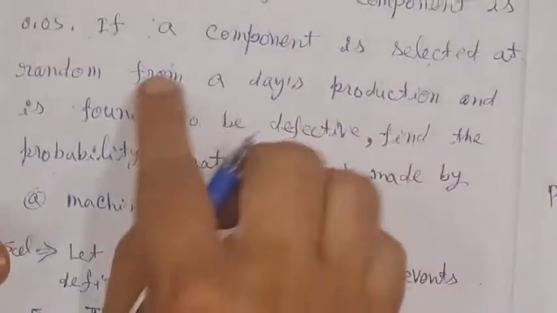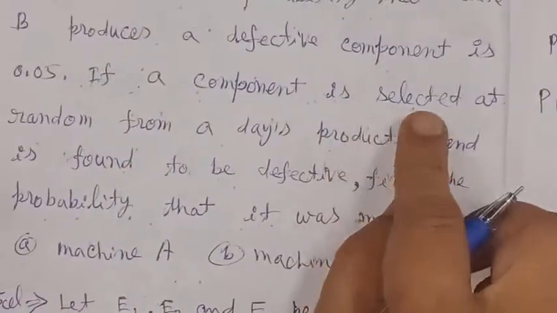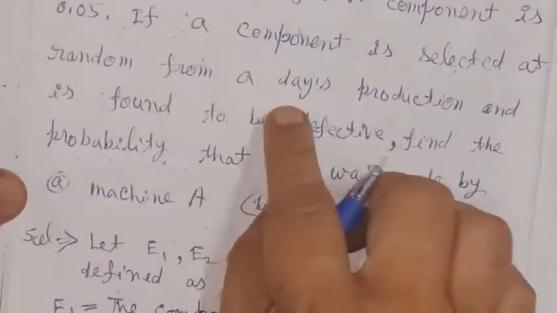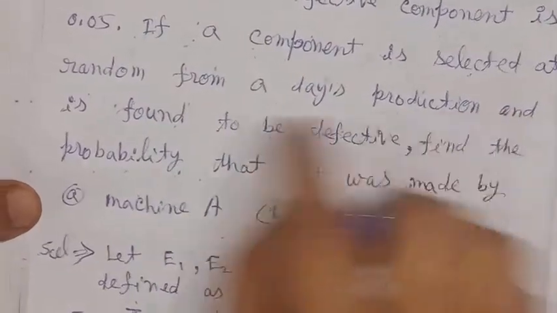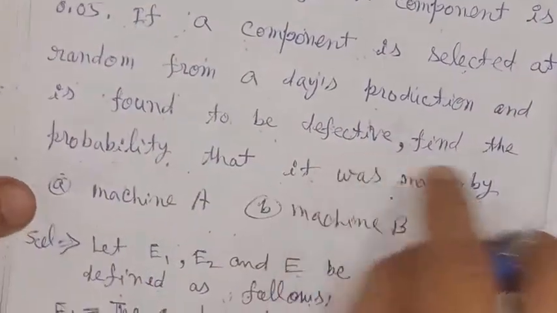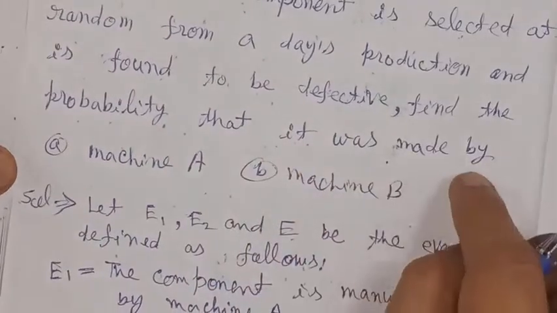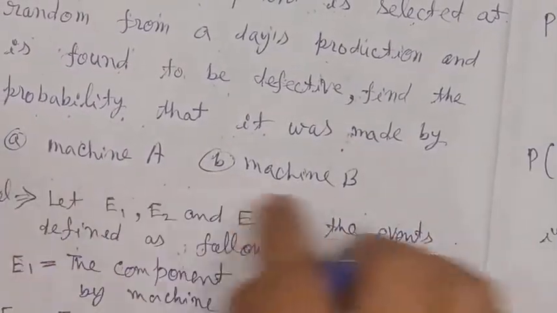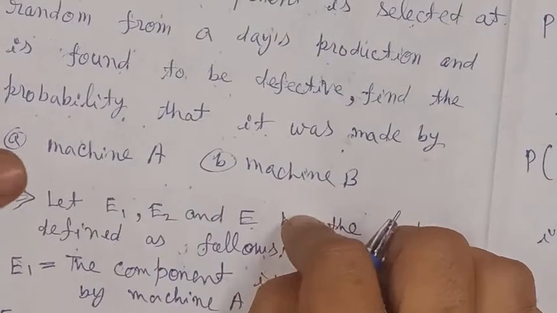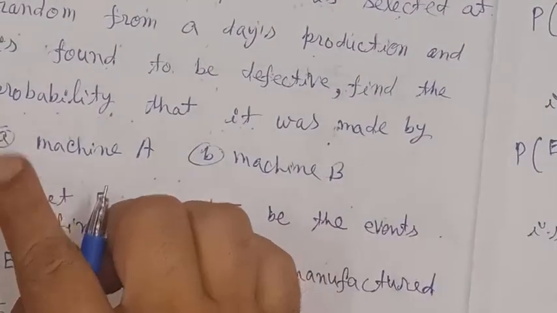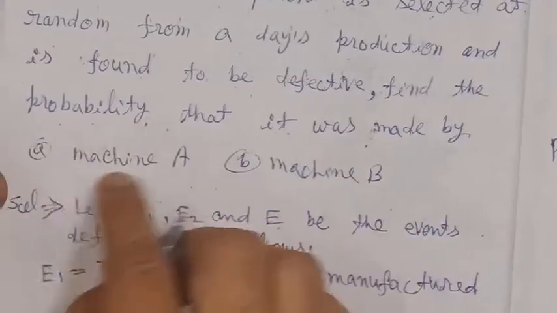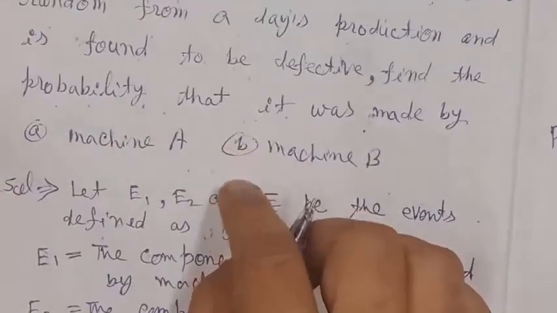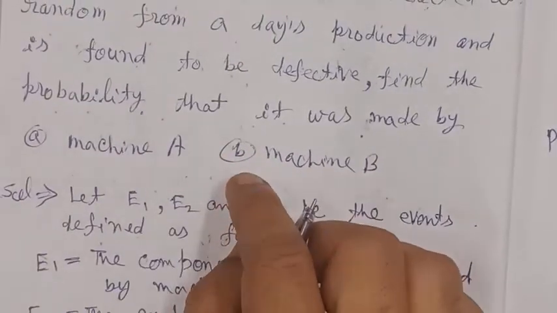Now we have to find: if a component is selected at random from a day's production and is found to be defective, find the probability that it was made by machine A and machine B. Here there are two questions for us, so we solve them one by one. First we solve part A and then part B by applying Bayes theorem.